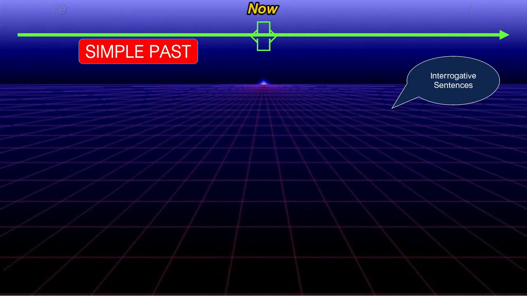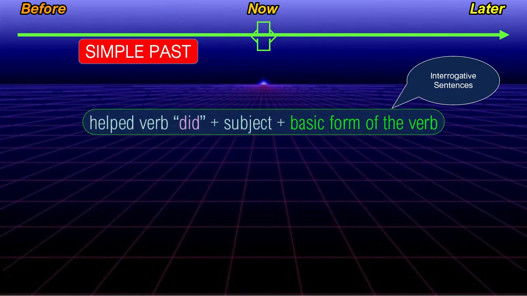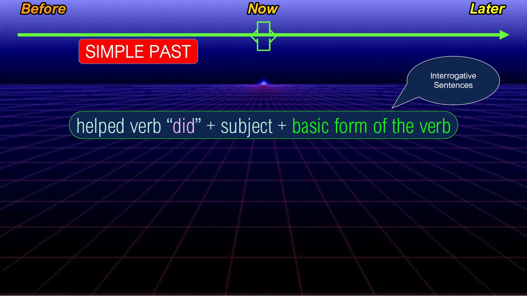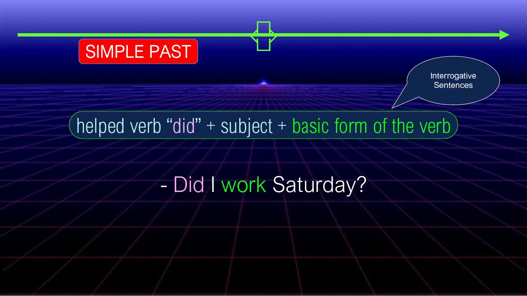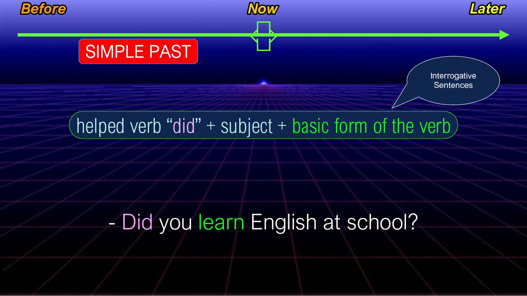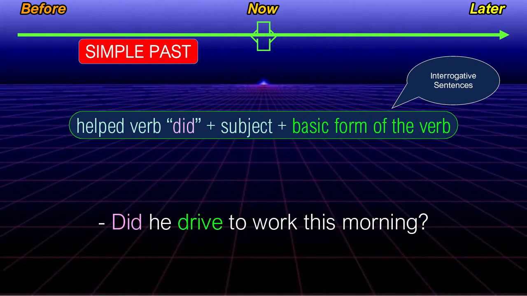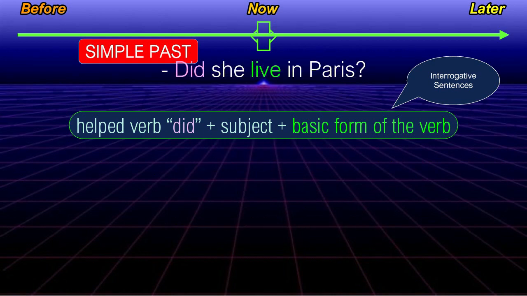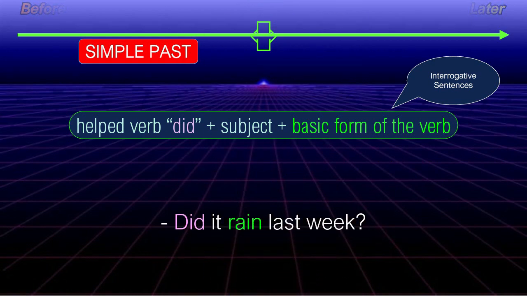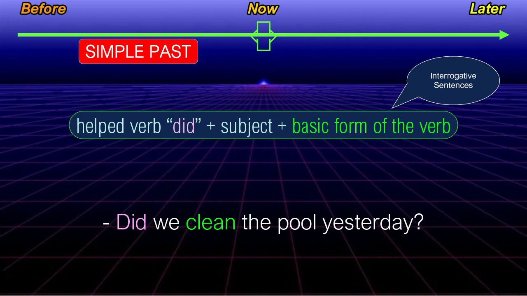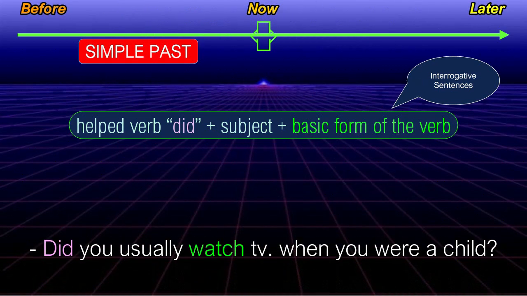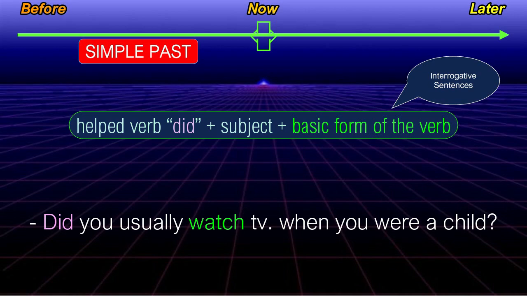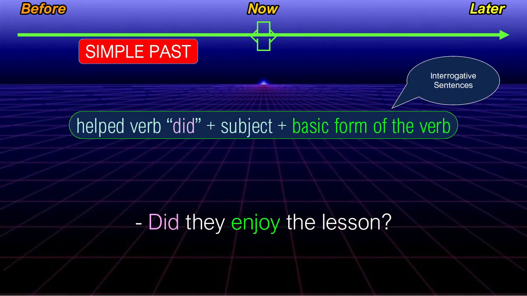The structure of the simple past in interrogative form is helping verb did plus subject plus basic form of the verb. Did I work Saturday? Did you learn English at school? Did he drive to work this morning? Did she live in Paris? Did it rain last week? Did we clean the pool yesterday? Did you usually watch TV when you were a child? Did they enjoy the lesson?